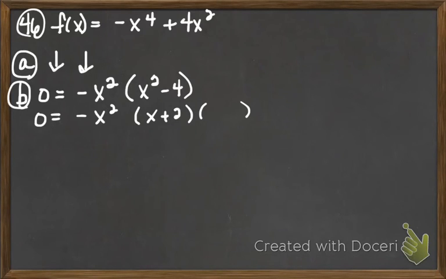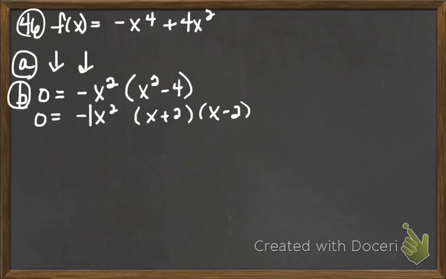x plus 2 and x minus 2. Alright, so let's talk about that little negative. That negative is really a negative 1. And does the negative 1 have anything to do with our x-intercepts? Just the negative 1 all by itself? No, it's just a number that doesn't have an x in it. So that doesn't have anything to do with the x-intercepts.